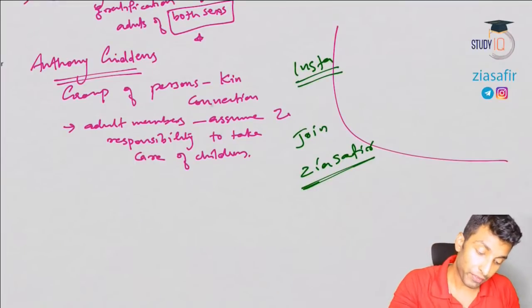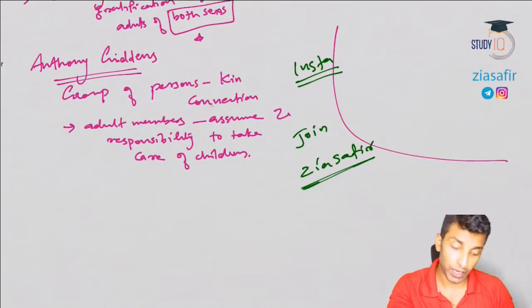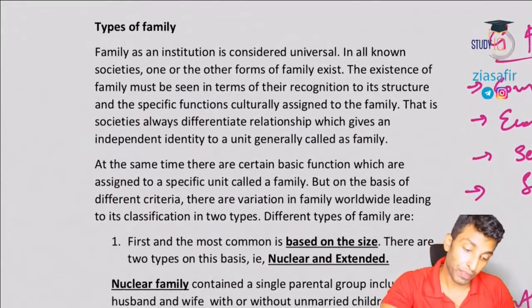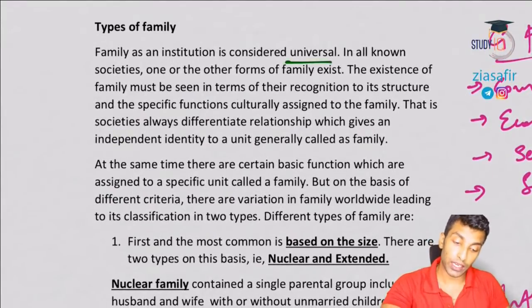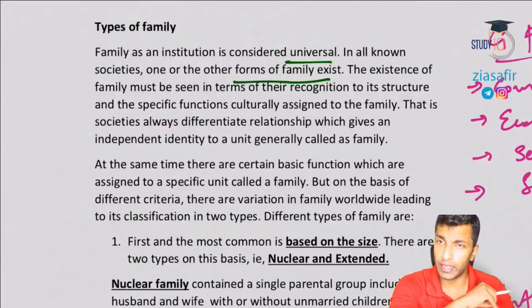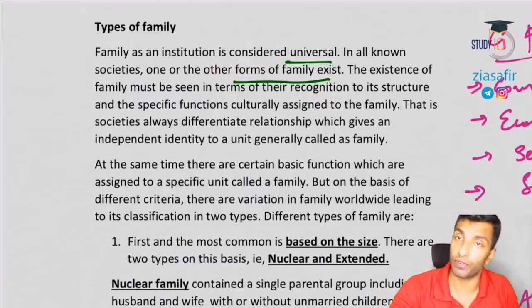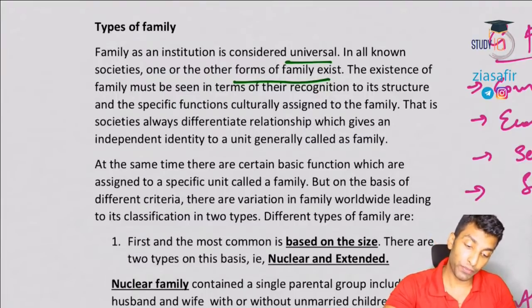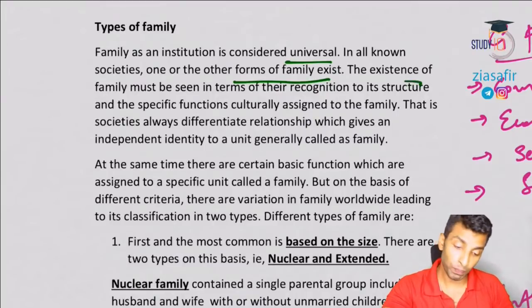You can see here I've given you an introductory part. Family as an institution is considered universal. In all known societies, one or the other forms of family exist. I've told you in case of GP Murdoch also, he surveyed 250 societies, and he saw one or the other kind of family in all the societies that he surveyed. That's what we have actually discussed over there. So the existence of family must be seen in terms of their recognition to its structure and the specified functions culturally assigned to the family.